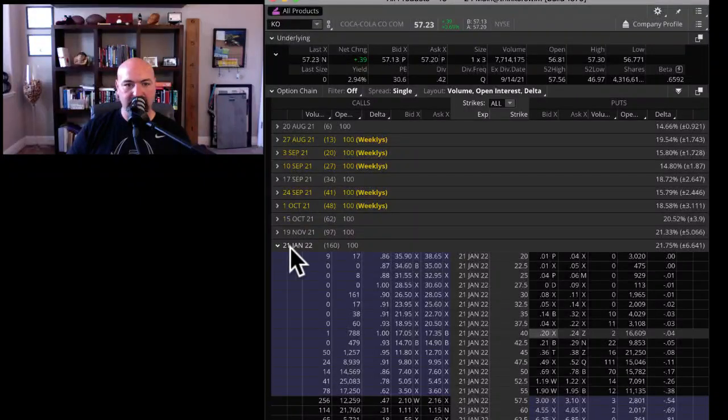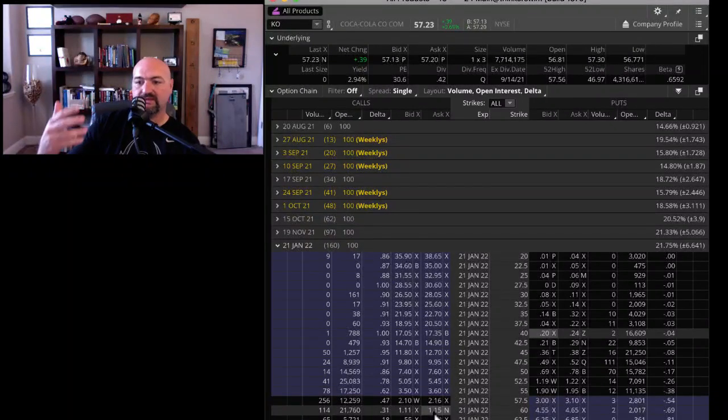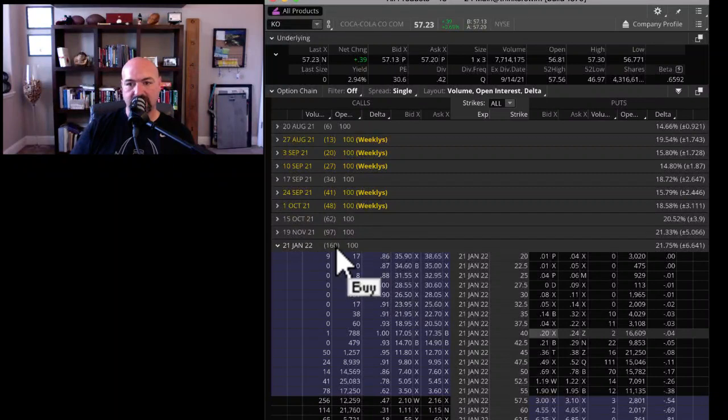Okay, so we're on the January options chain. Stock's at 57. We're going to look at the $60 strike. And we can see here that, basically, for a $3 move over the next 160 days, the market's pricing this at $1.15. Okay, $1.15 premium for that $60 strike on Coca-Cola.